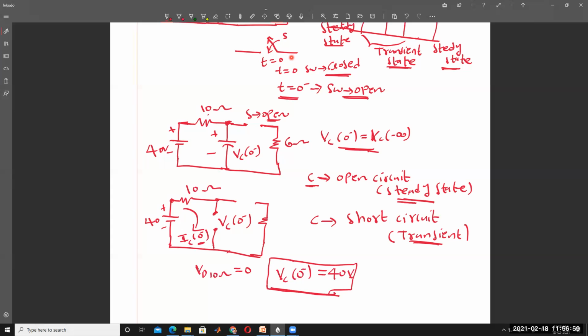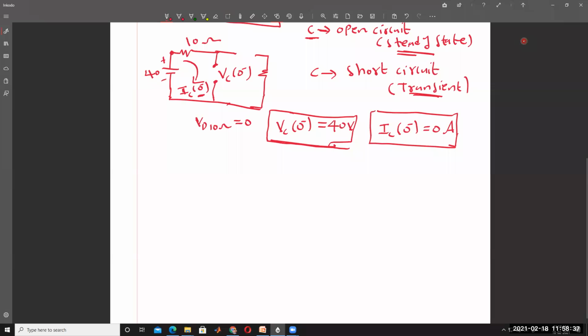VC of 0 minus. And what is the current flowing through the capacitor at t equal to 0 minus? That is IC of 0 minus, which is also 0 amps, because the capacitor is acting as an open circuit. It's clear. The first one is over, and now the second one.